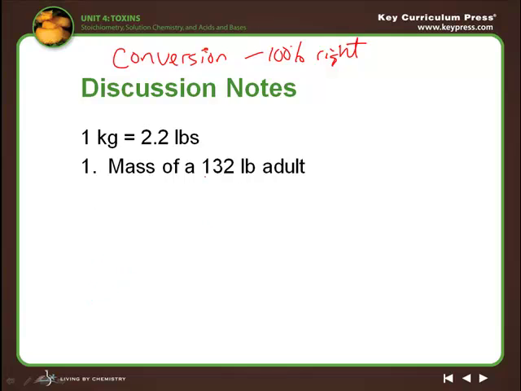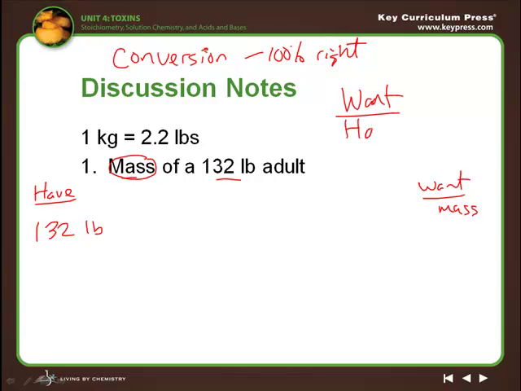So what you do is you have a problem here. It's asking for the mass of a 132-pound adult. There are 2 things in every single problem of a conversion. You have something and you want something else. Usually you want your answer. So in this case, we have 132 pounds. We want the mass. What we have is here, what we want is here. Now, the only thing you have to remember is what you want goes on top. What you have goes on the bottom. If you can remember this, want over have, you're set.